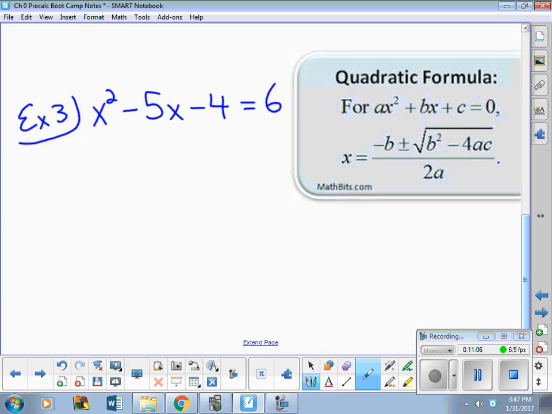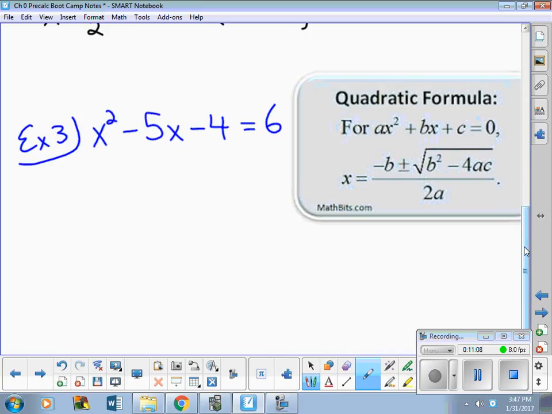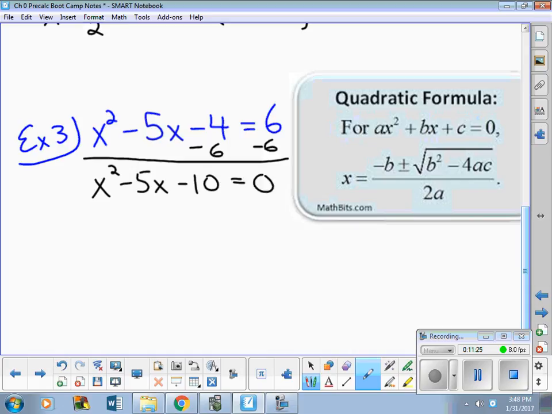Final problem is to solve this. And you can see we got the quadratic formula to the side. First off, we have to set everything equal to 0. So I'm going to subtract 6 on left and right. We set it equal to 0 so that, for a couple of reasons, the main reason in this case is so the quadratic formula will work out, because we need to start with it all equal to 0.